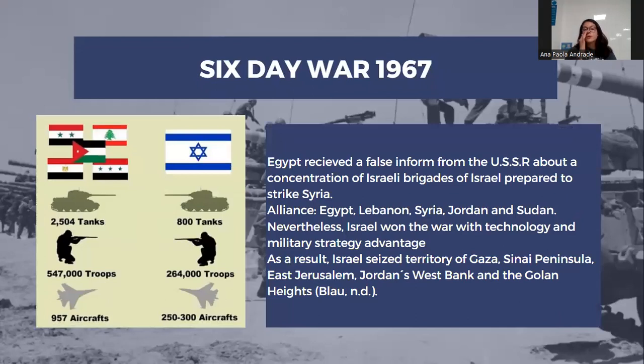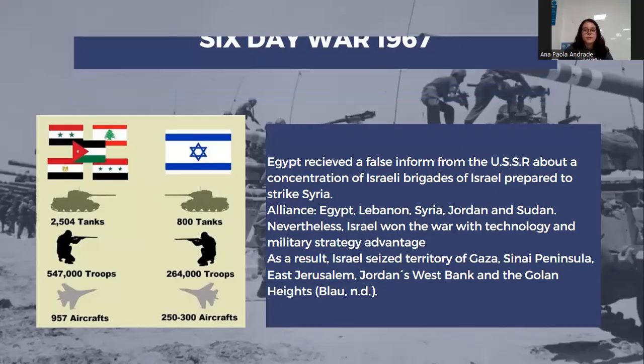So the USSR wanted to deter the US's place in the Middle East, which was through Israel. So an alliance was formed between Egypt, Lebanon, Syria, Jordan, and Sudan. Nevertheless, Israel won the war with technology and military strategy advantages. It is also important to mention that nuclear power was already being not only researched, but the United States had worked closely with Israel to develop this. So as a result, Israel seized the territory of Gaza, Sinai Peninsula, East Jerusalem, Jordan, West Bank, and the Golan Heights.